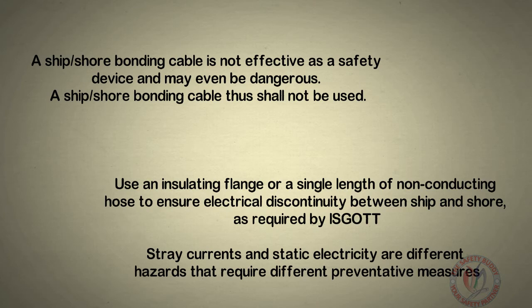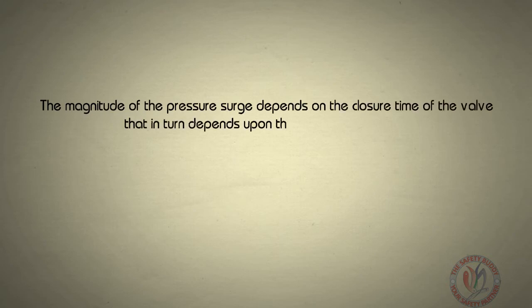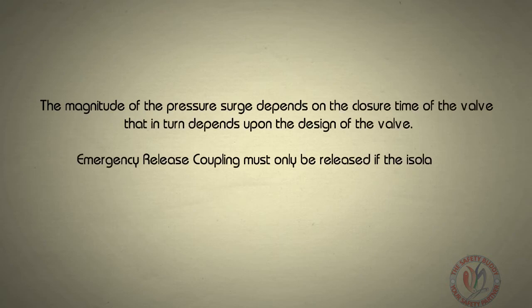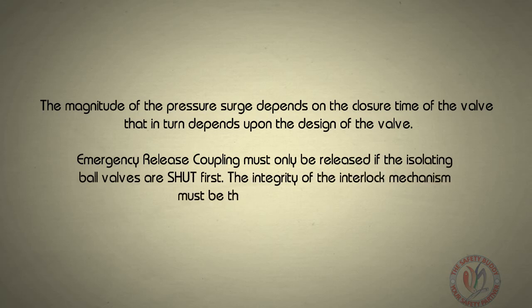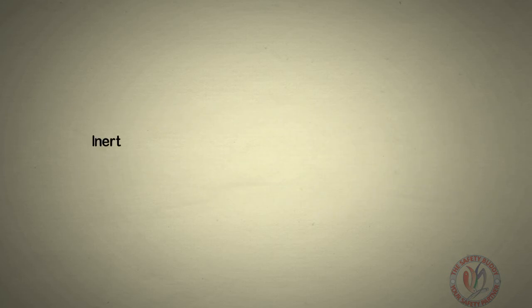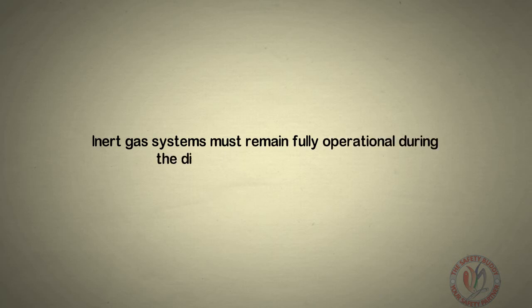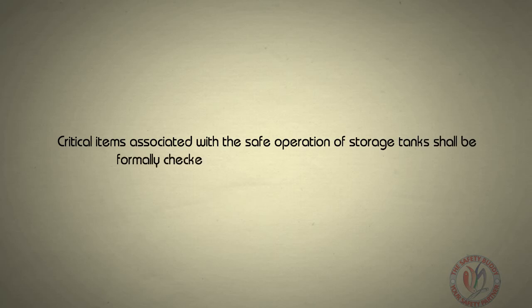The magnitude of the pressure surge depends on the closure time of the valve. That in turn depends upon the design of the valve. Emergency release coupling must only be released if the isolating ball valves are shut first. The integrity of the interlock mechanism must therefore be guaranteed. Inert gas systems must remain fully operational during the discharge of cargo from ships. Critical items associated with the safe operation of storage tanks shall be formally checked by the operator on a regular basis.